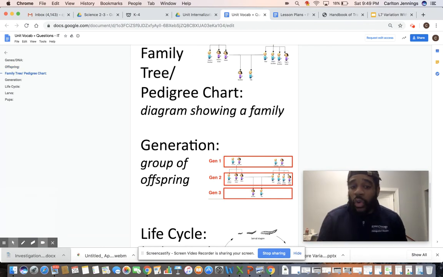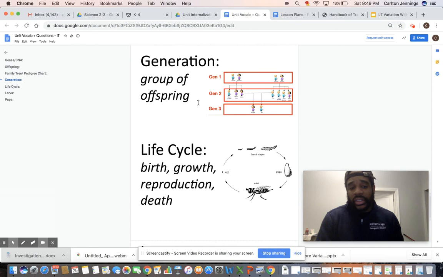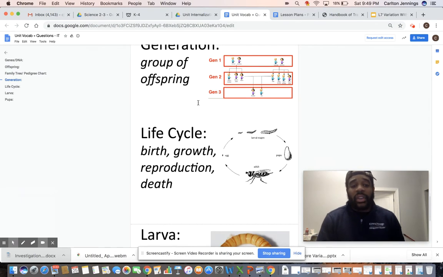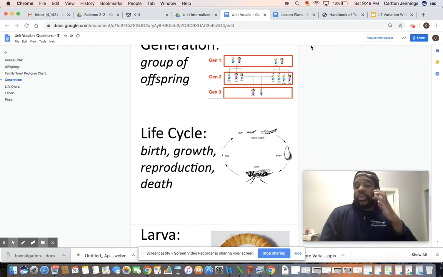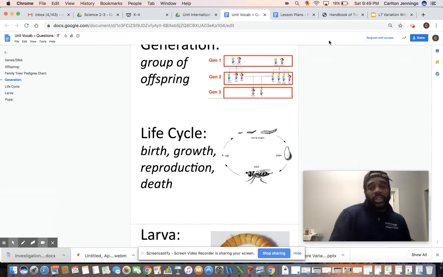Generation. This is a group of offspring. So you might have cousins, brothers, sisters. This is a new generation. Your moms, your dads, your aunts, your uncles, that's another generation. Your grandmother, grandfather, great aunt, great uncle, these are a different generation. These are all different generations. Life cycle. A life cycle is birth, growth, reproduction, and death. So when we see how things grow up, this is a life cycle. And we're going to stop our vocabulary words from here. We're going to learn all these vocabulary words throughout our unit, but we're just going to stop there for now.